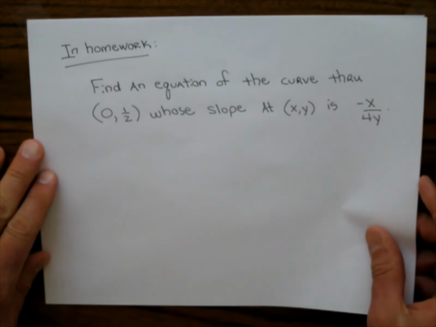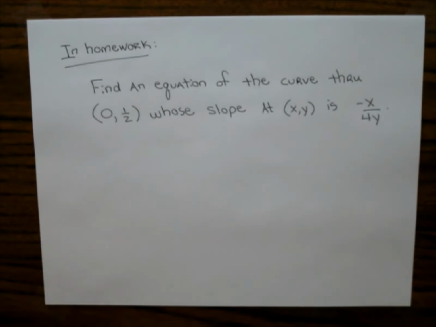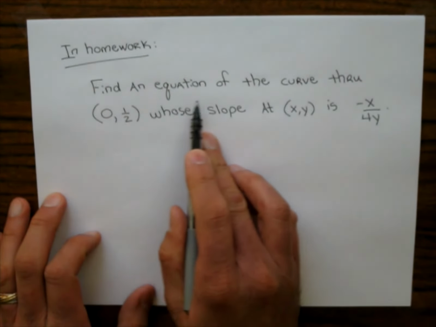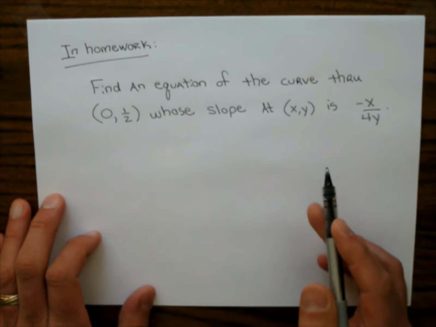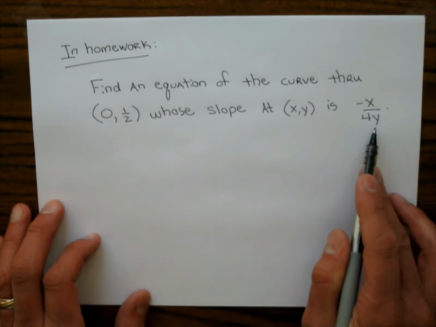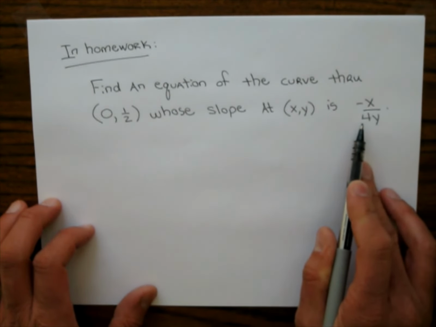Let's go ahead and do, just to get you ready for something in your homework. So in your homework, there may be a problem or two where it asks you this right here, and I'm not going to work out this whole problem. I think this was like number 18 in the book. Find an equation of the curve through 0, 1/2 whose slope at xy is negative x over 4y. So that looks pretty weird.